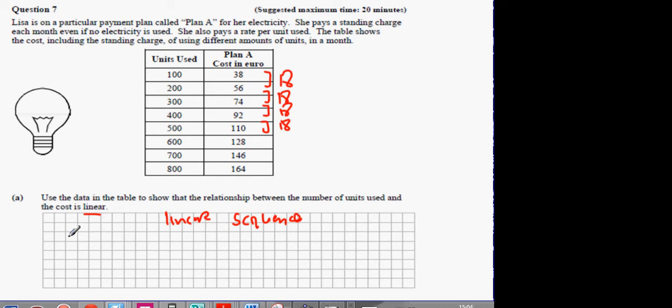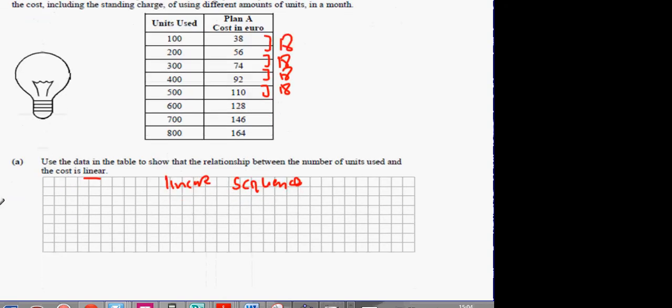The cost is linear because the gap between each of the numbers is 18. It remains the same. Okay, moving on. Part B. Draw the graph of electricity, showing the relationship between units and cost of electricity.